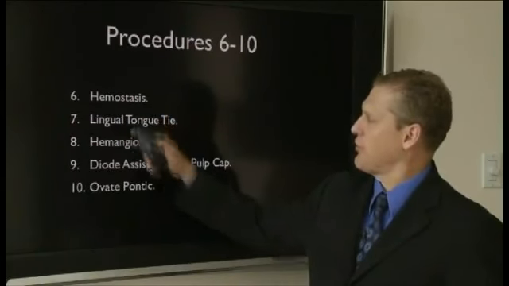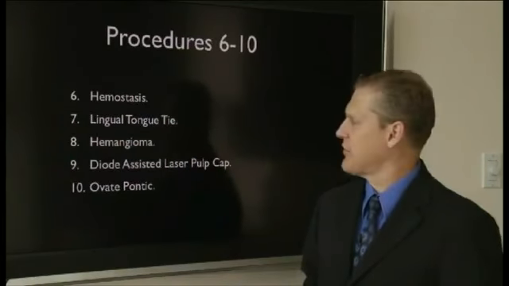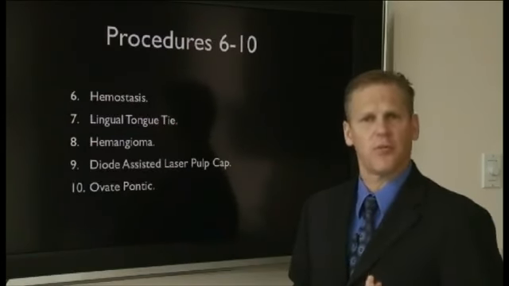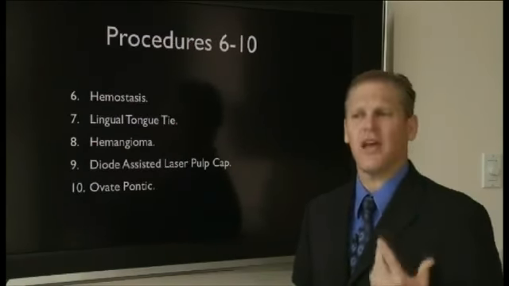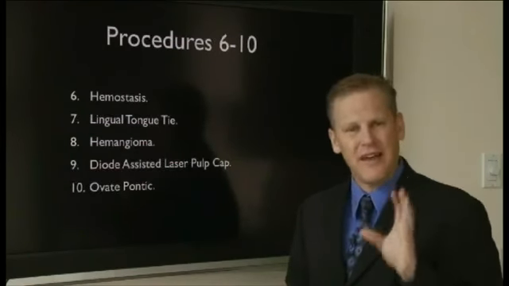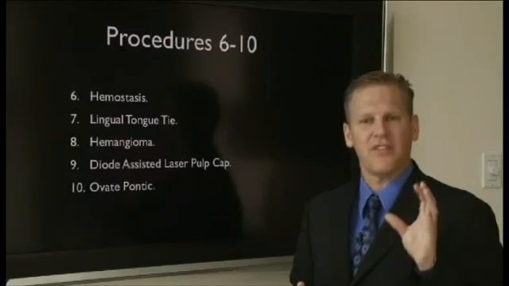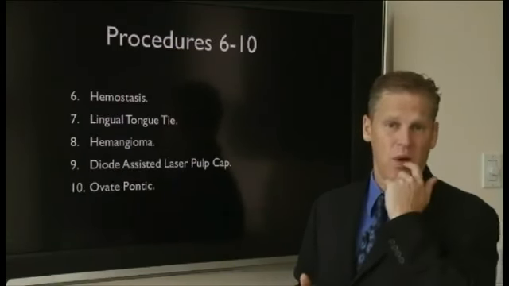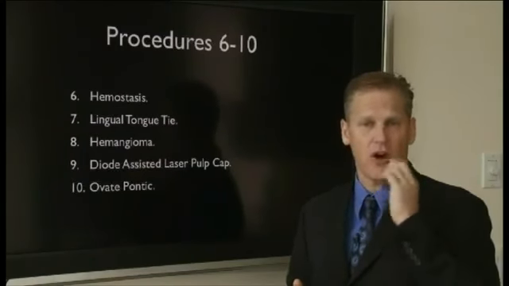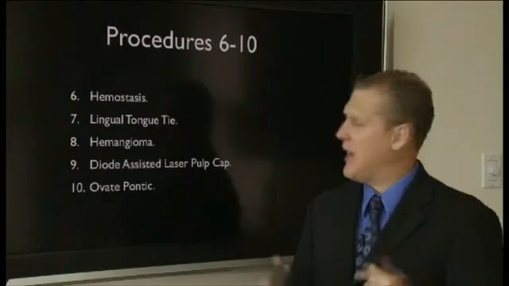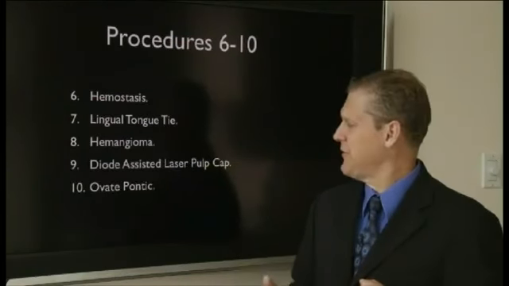We'll proceed on towards hemostasis and how to use diode laser for coagulation. Lingual tongue tie, which is again a more difficult procedure, something that you may want to look at when you become more experienced. Hemangioma, I think a diode laser is the simplest thing you can do for hemangioma. There are many women and men who have these lesions on their lips and are very concerned with the purplish color of them, and these can be handled very simply.